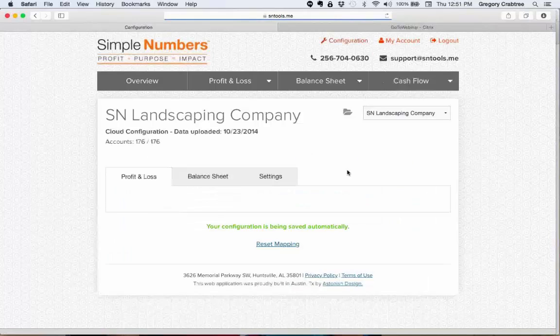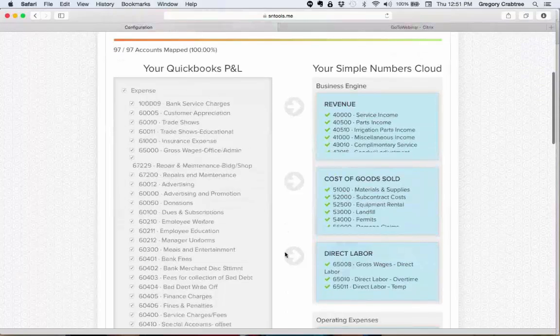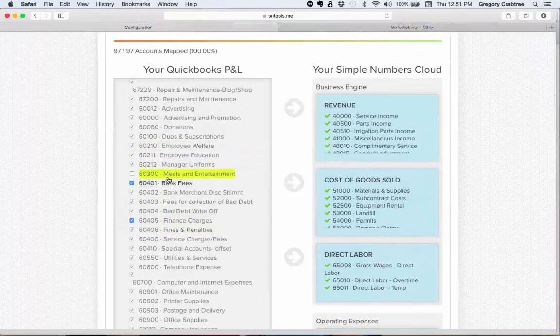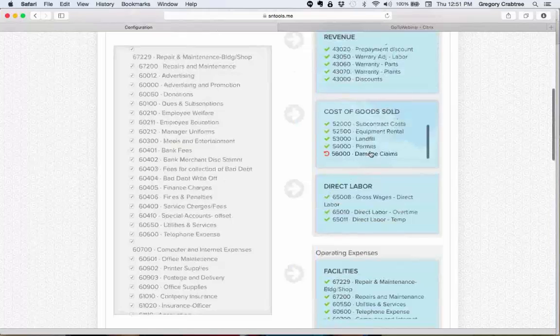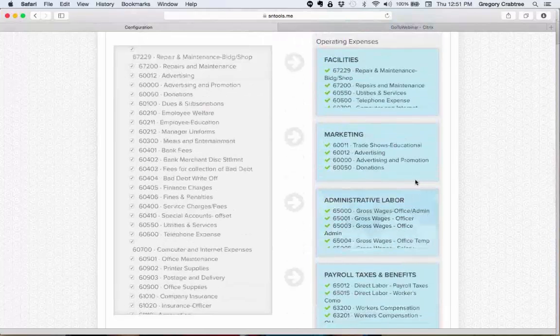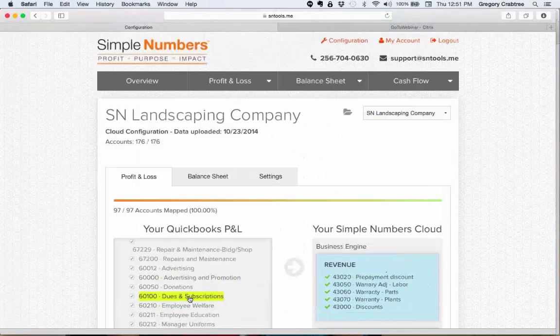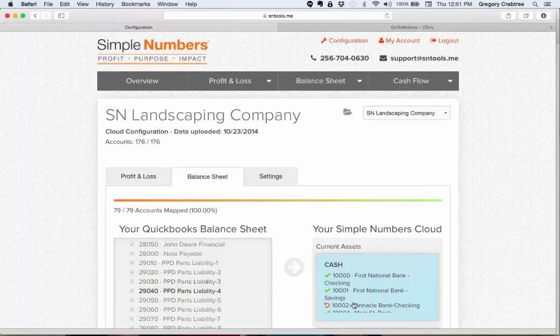Quick little touch on the configuration page. It is really simple. Once you upload your data, this is your P&L that comes out of QuickBooks. All you got to do is pick one of these items and bucket it to our simple numbers cloud over here of where it goes. We've only given you those bucket options that fit our model, and we've not found any situation where some account in your QuickBooks P&L doesn't fit. Same thing on the balance sheet. You got to take all your balance sheet accounts and slide those over there.